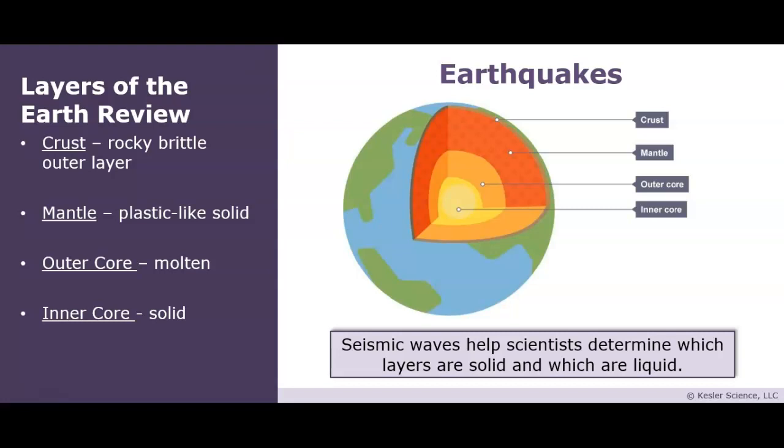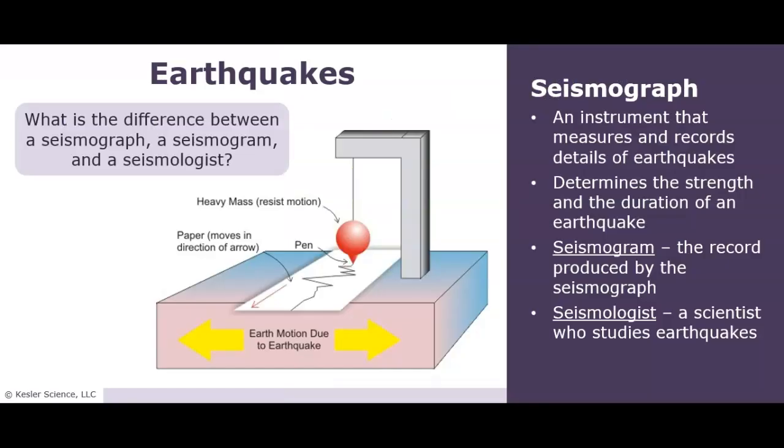Seismic waves from earthquakes have actually helped scientists to determine what these different layers are like, and which ones are solid and which ones are liquid. We're not going to get into a lot of detail about how they do it in this particular unit. Perhaps later on in your learning career, you will encounter that a little more. We're going to talk about how scientists recognize that earthquakes have happened, how they take in the data from earthquakes.